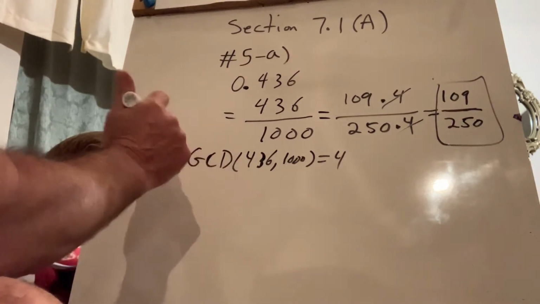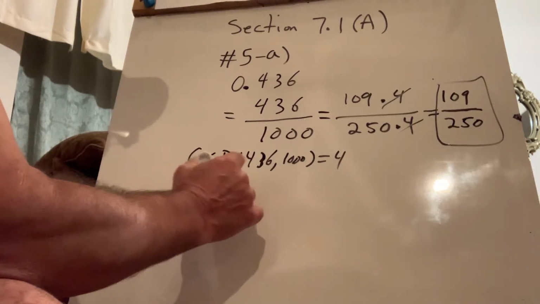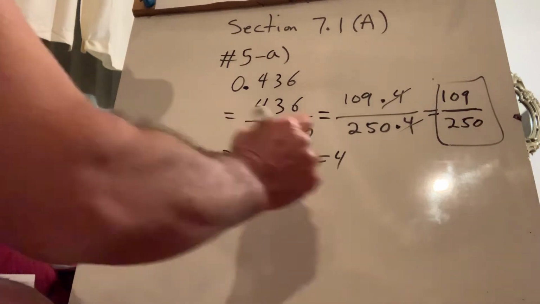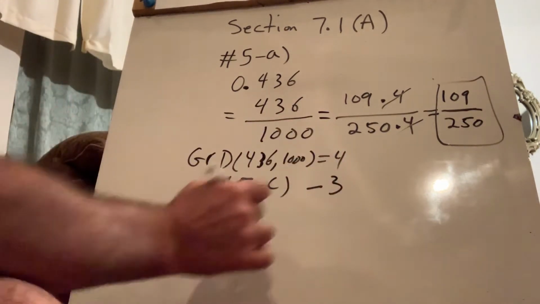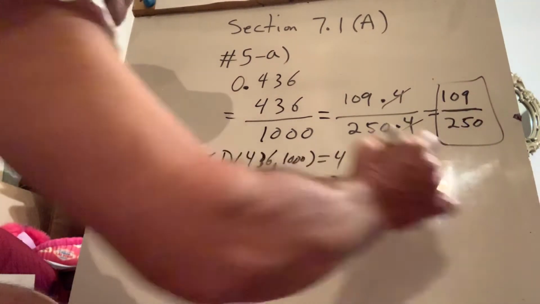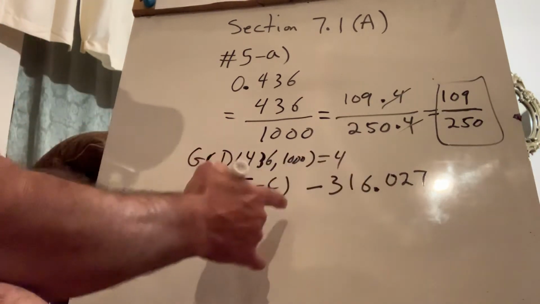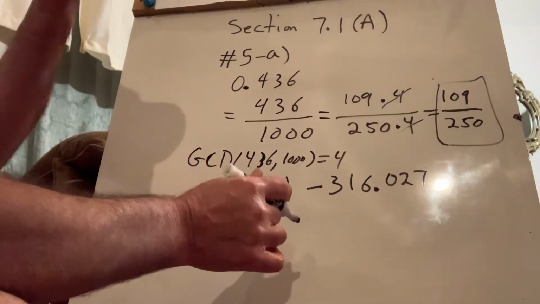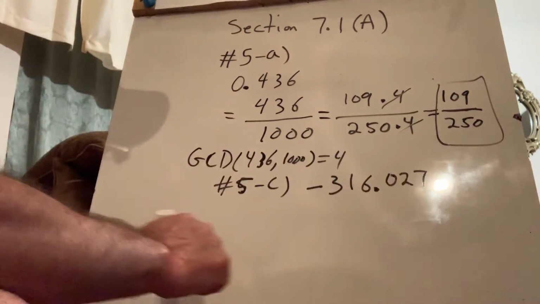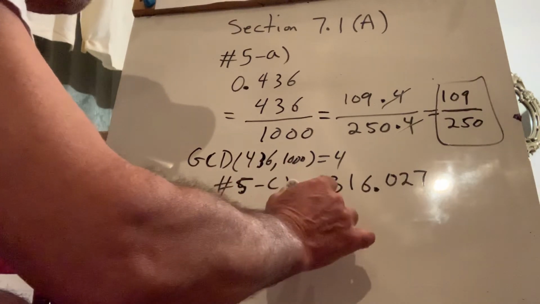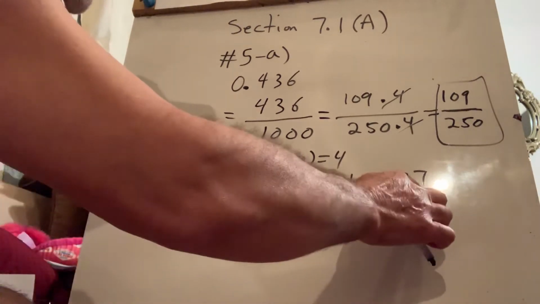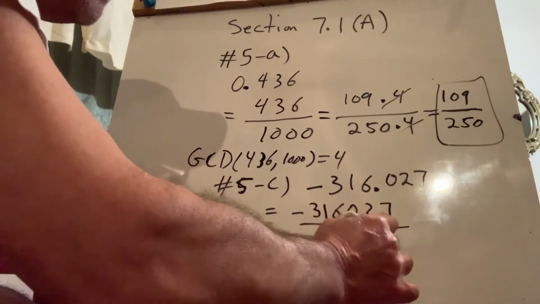Let me do one more real quick. I'm going to do part C. Same problem, number 5, part C, okay? This number is written as negative 316.027. Okay, so we want to write this number, negative 316 and 27 thousandths. Once again, because the 7 is in the thousandths place, tenths, hundredths, thousandths. So we're just going to write that again as we read it, which is negative 316, and we're going to put the number 027 because it's in thousandths. It's going to be again over 1,000.